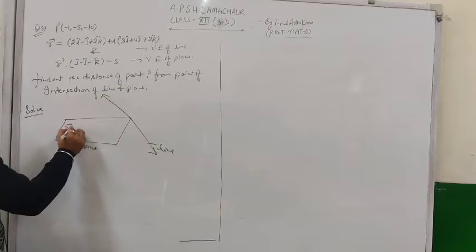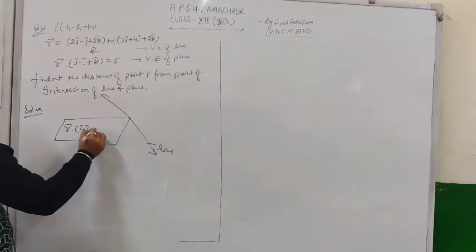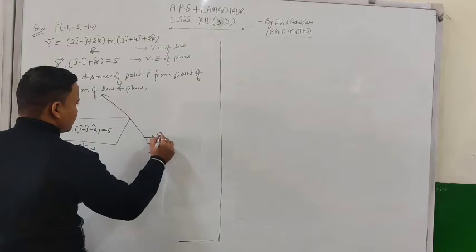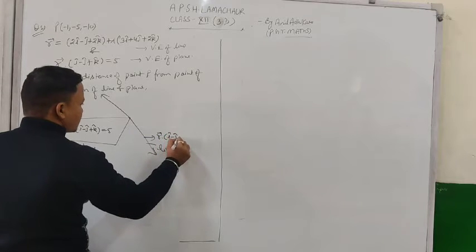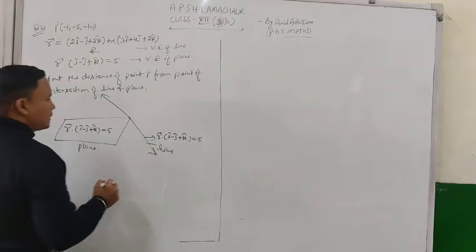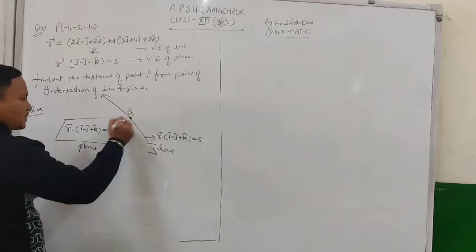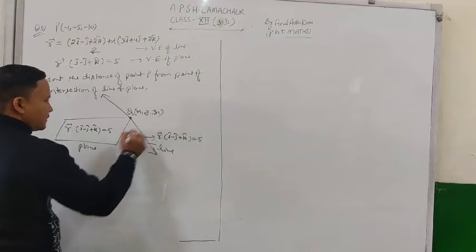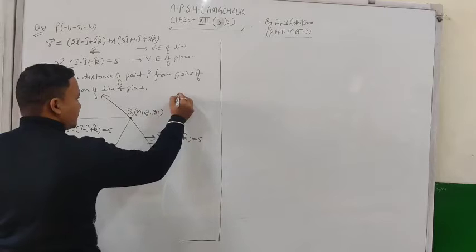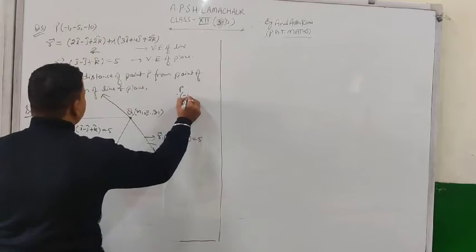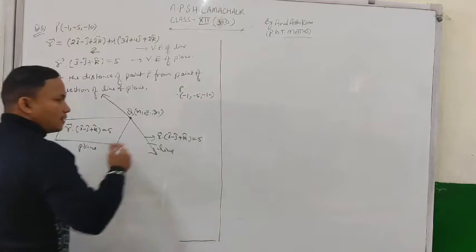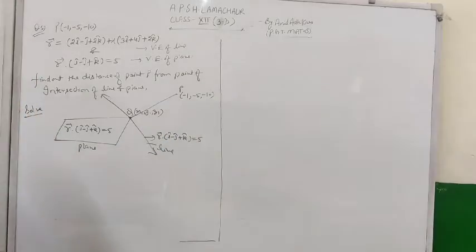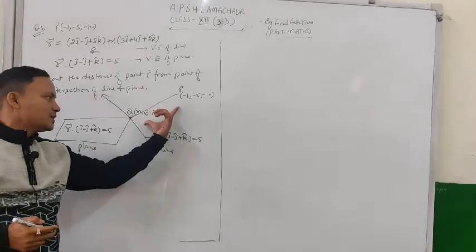The equation of the plane has been given as r vector dot i minus j plus k equal to 5. You can make a rough diagram for your convenience. This is the point of intersection of the line and plane. Let it be Q, and let the coordinates of this point Q be x1, y1 and z1, and let there be a point P in space having coordinates -1, -5 and -10. So now we have to just find the distance between these 2 points.